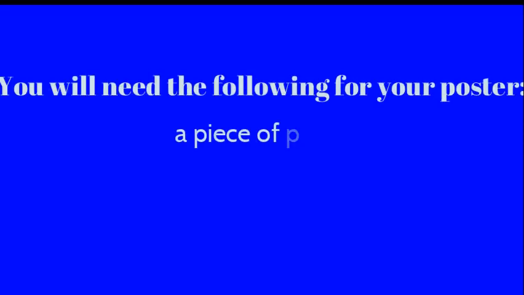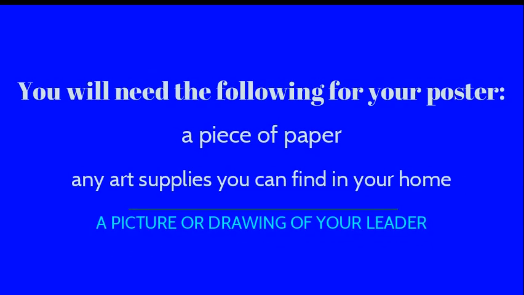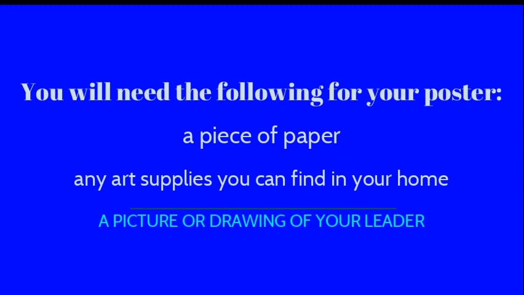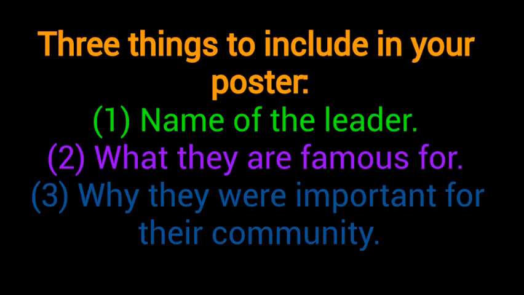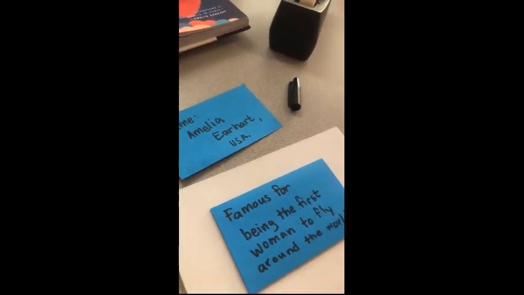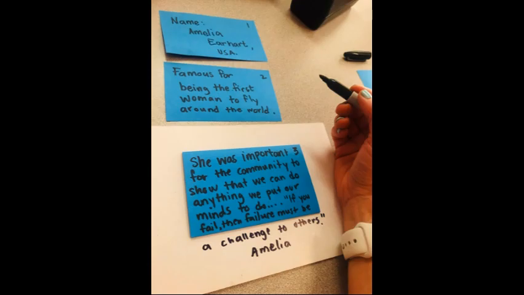For this next part, you will need a plain white piece of paper, art supplies, and a picture or a drawing of the person that you are making your poster of. Now that I've gathered my materials, I need to remember the 3 things to include in my poster. Number 1, the name of my community leader. Number 2, what the leader was famous or is famous for. And number 3, why they were important for their community.